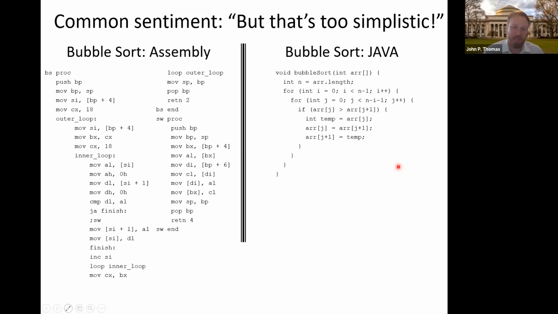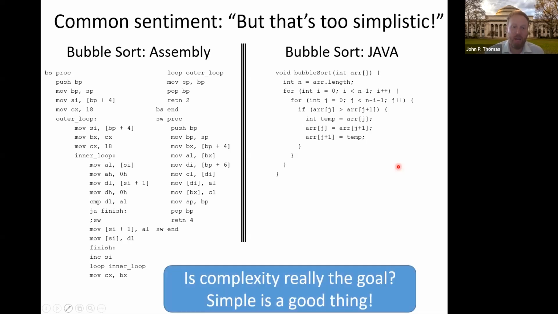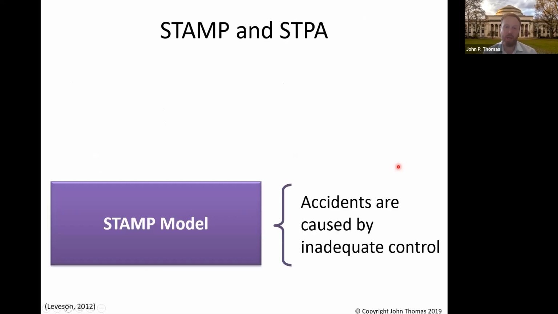So how can this be? It's like a win-win. We've got a simpler way to do our job, and it's more powerful, and it's easier to understand. You don't get win-wins very often, but you do sometimes with abstraction. So complexity, I would respond to the sentiment at the top. Complexity is not the goal. Simple is a good thing as long as it works and achieves our objectives. All right, that was my quick review of yesterday.